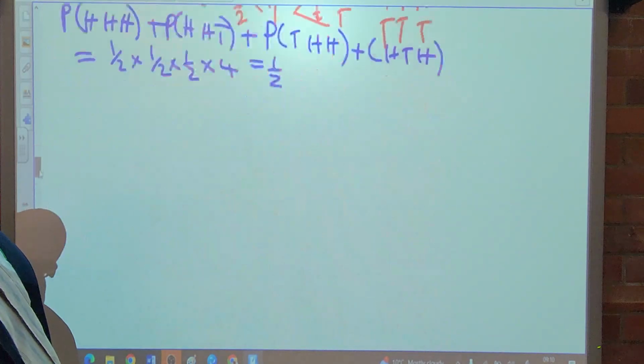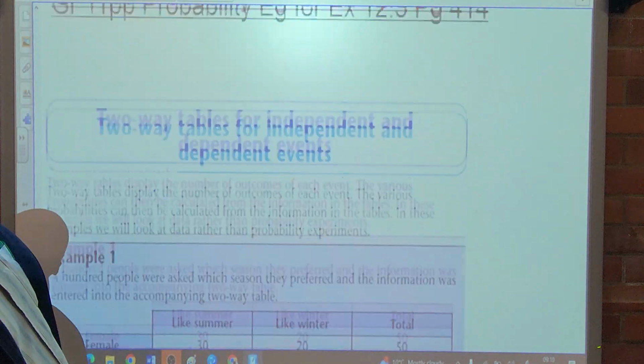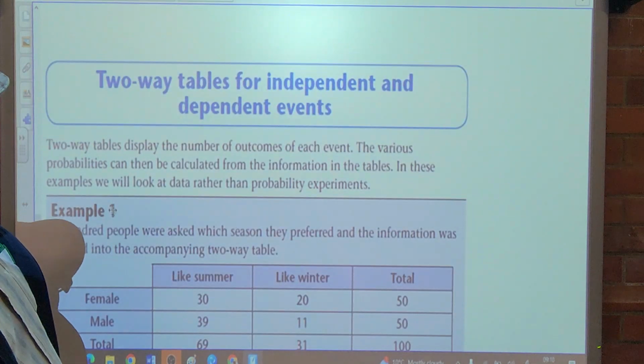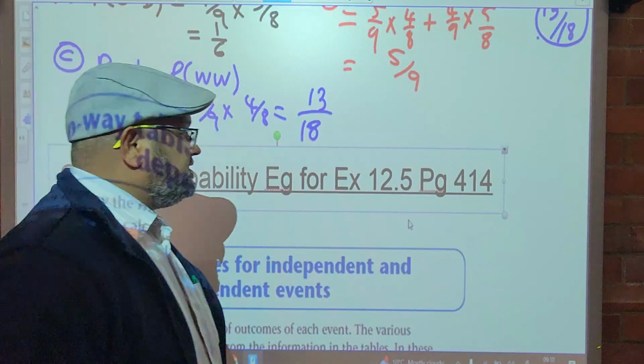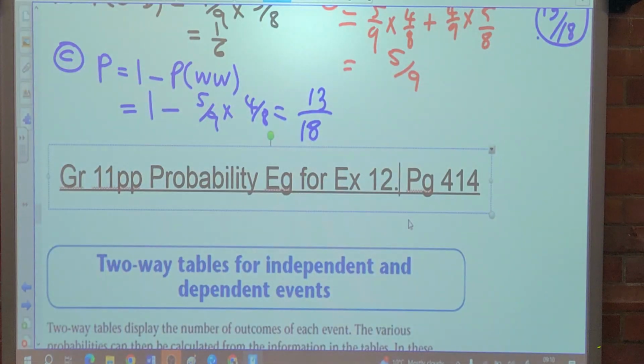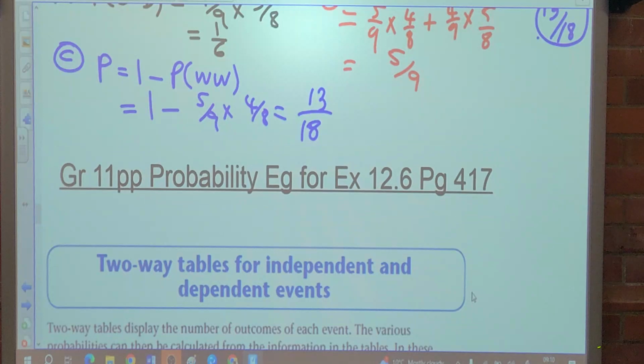Okay, let me just check. We spoke about the two-way table. So we're looking at the examples for exercise 12.6, correct? 12.6 on page 417. And I'm reading from page 415.